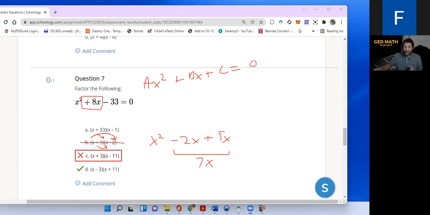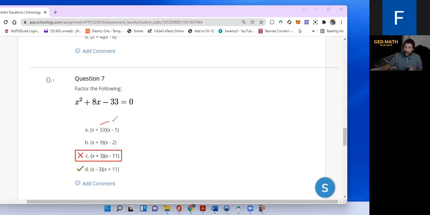Also, what you could have done was 33 times 1 is minus 33, plus 9 times minus 2 is minus 18, plus 3 times minus 11 gives you minus 33. So that last term, we already could have gotten rid of b. Okay, but let's look at the third one.